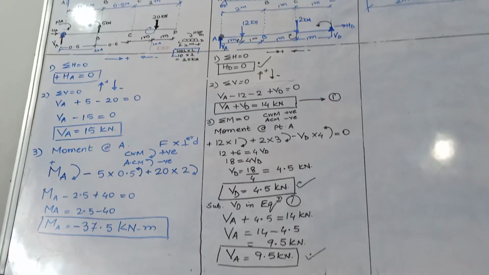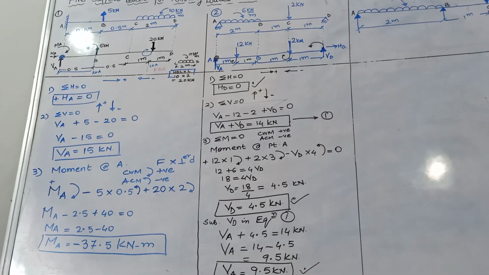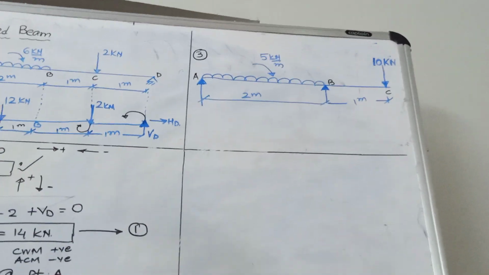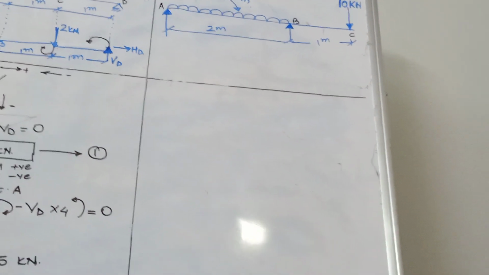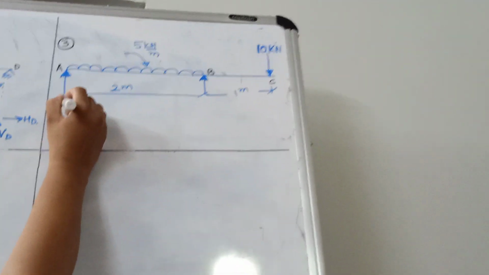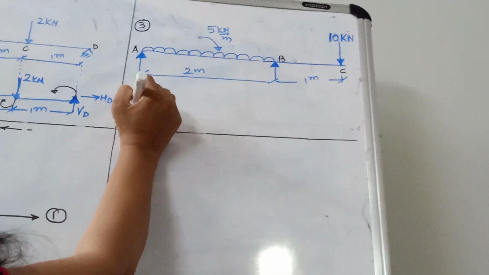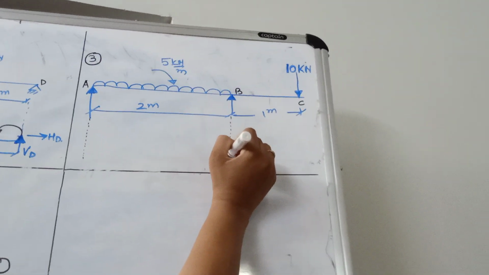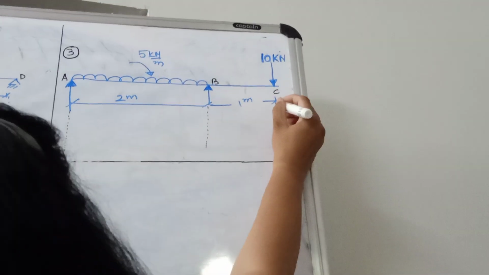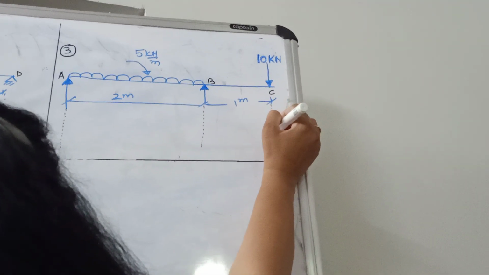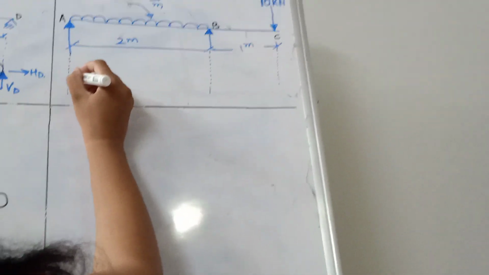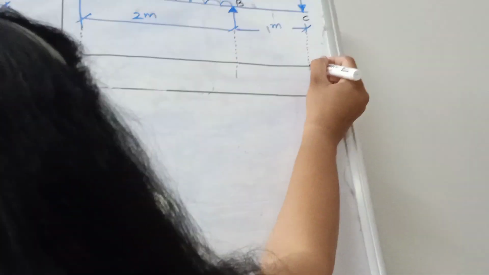Now we come to the third problem, which is an overhanging beam. So for an overhanging beam, the same procedure is to be followed. That is, we have to first draw a free body diagram. To draw a free body diagram, we have to take the points A, B and C in vertical downward direction, and then we have to draw a horizontal line.